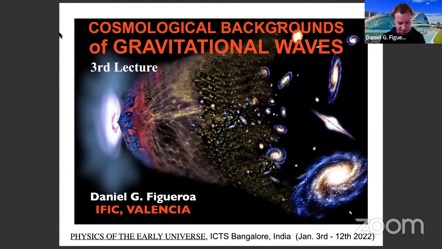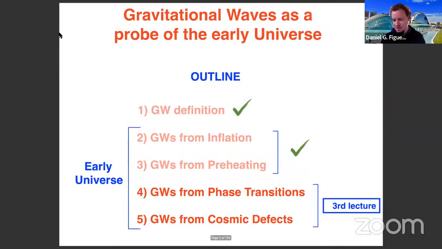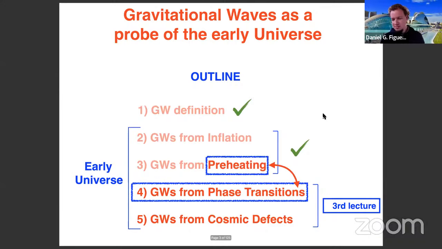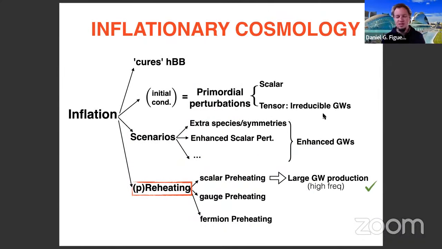So welcome, everybody. Thanks for staying together to follow the third and last lecture. Let's continue now with our discussion on cosmological backgrounds from the early universe. We've covered so far a definition of gravitational waves, and then gravitational waves from inflation and from reheating. In the third lecture today, I'm going to focus on phase transitions and cosmic defects. But as we will see in a moment, phase transitions is actually a topic also related to preheating. So we are going to start by continuing with preheating before we jump into phase transitions in the thermal era.